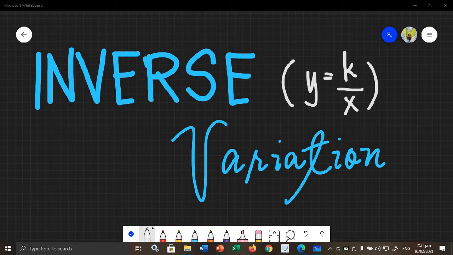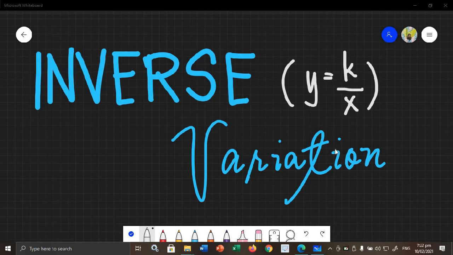Basically, when we say inverse variation, it means that if the value of y increases, the value of x decreases, or if the value of y decreases, the value of x increases. So the function can be read as either of the two: y varies inversely as x, or y is inversely proportional to x.